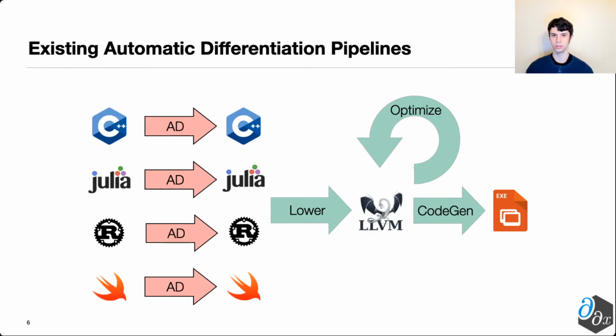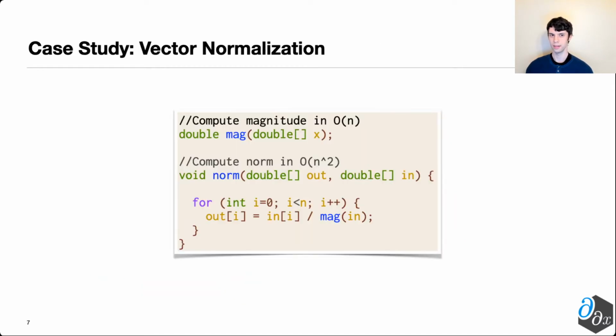All of these tools have the same general pipeline. First, you have your original program written in one of several languages, then an AD-specific tool for said language that emits new code in that language. And then you undergo the traditional compiler pipeline where you optimize your program and end up with a final executable. Let's see this happen in practice for a sample code.